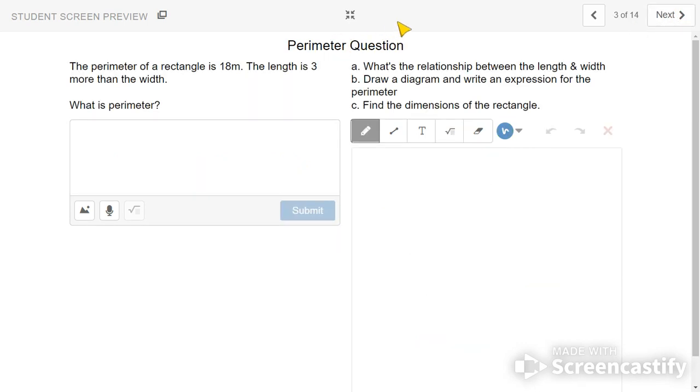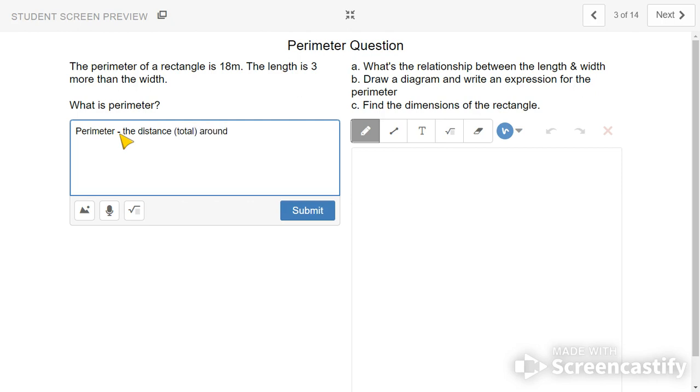Okay, a question related to perimeter now. The perimeter of a rectangle is 18 meters. The length is 3 more than the width. Before we go on to solve, we need to first understand what perimeter is. So perimeter is defined as the total distance around a shape or an object.